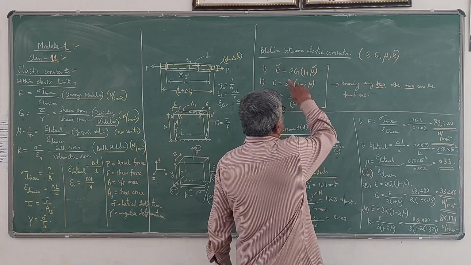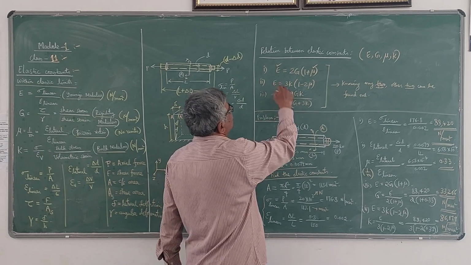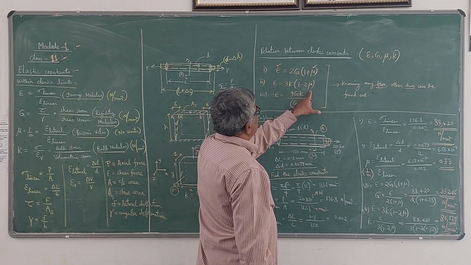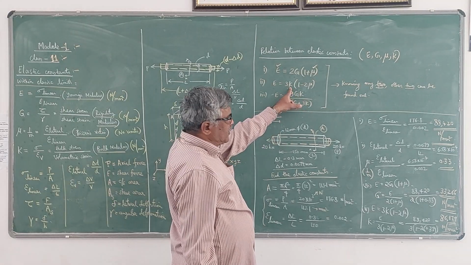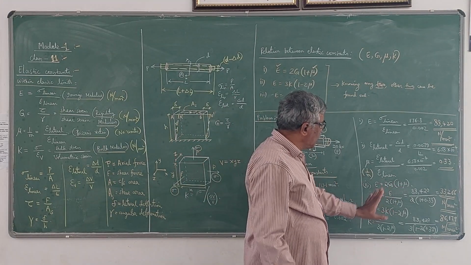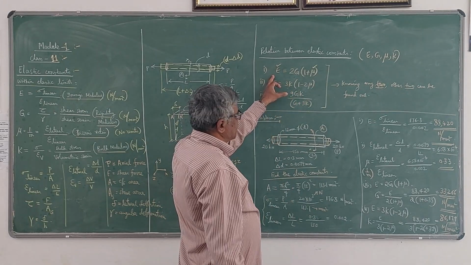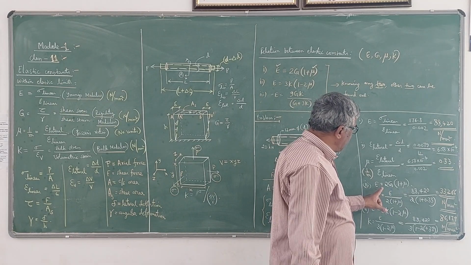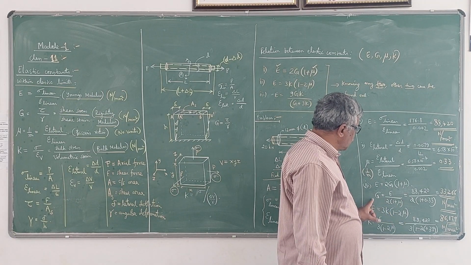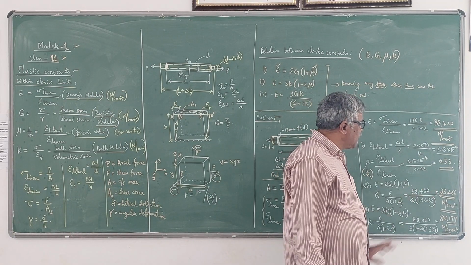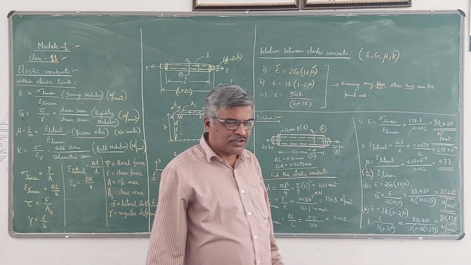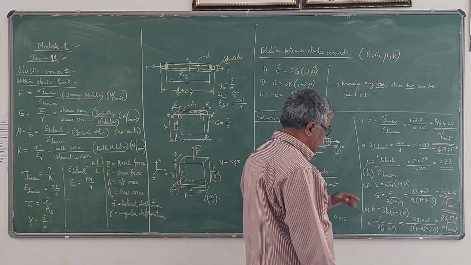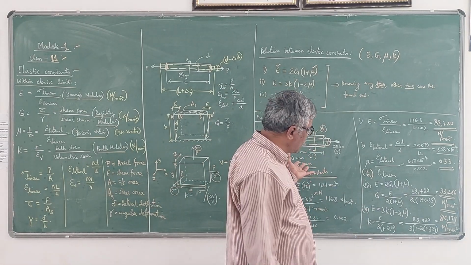Next, once you get these two, using the first equation you can find out G, and using the second equation you can find out K. So E and mu are known now. I am going to use the first equation. E is equal to 2G into 1 plus mu. So G will be E divided by 2 into 1 plus mu. If you substitute the values and simplify, you are going to get 33,266 point something Newton per mm square. That is the value of rigidity modulus of the material of this bar.